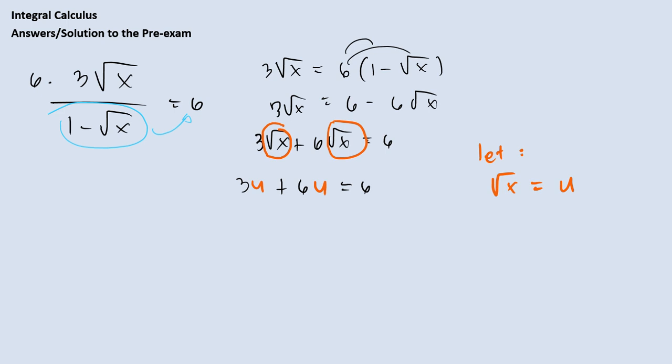Always remember, naalala nyo, di ba? As I said, kapag parehas na ang exponents, you can add them. So, this becomes 3u plus 6u, and this becomes 9u. Magiging 9u. And then we have equals 6.